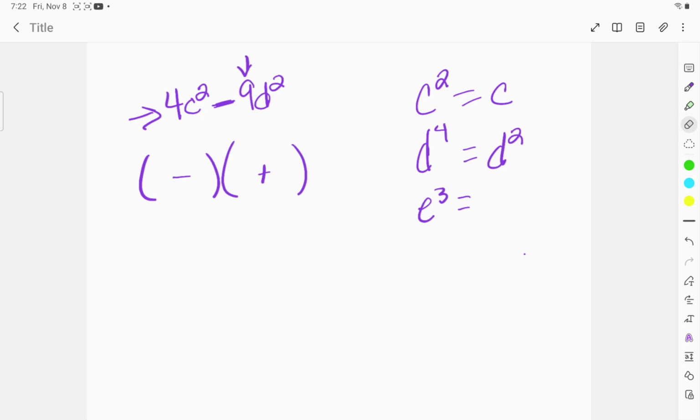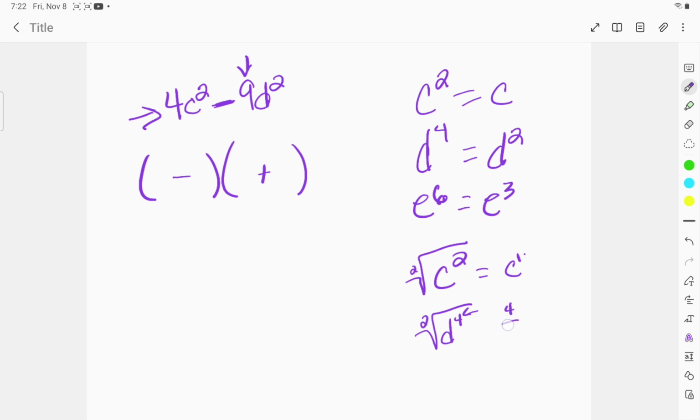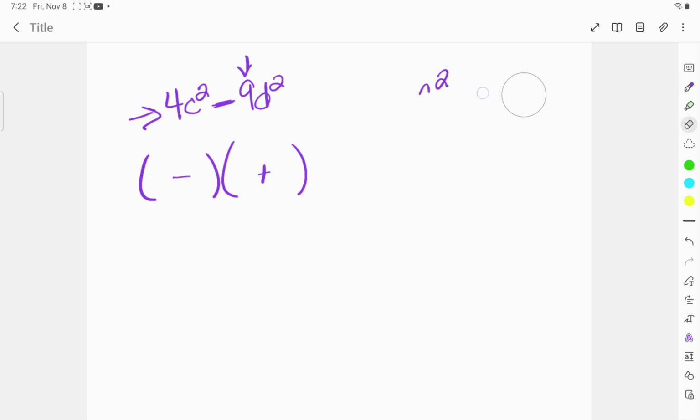Oh, that's not an even. That's a 6. Because remember, when you take the square root of c squared, you're taking this exponent divided by your root, which gives you c to the first. When you're doing d to the fourth, you're taking your exponent divided by your root, that gives you d squared. Okay? So 6 divided by 2 is 3, and so on. If you have a variable and it is raised to an even exponent, it is a perfect square.